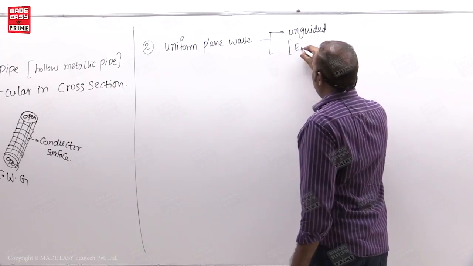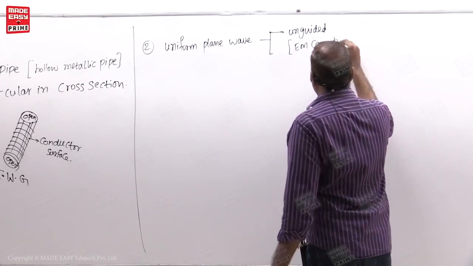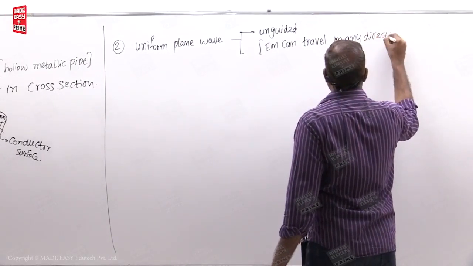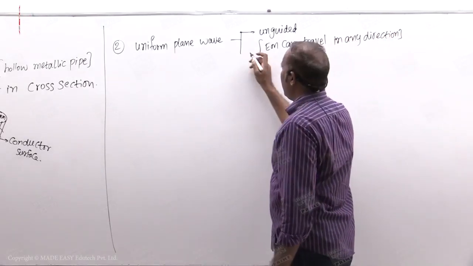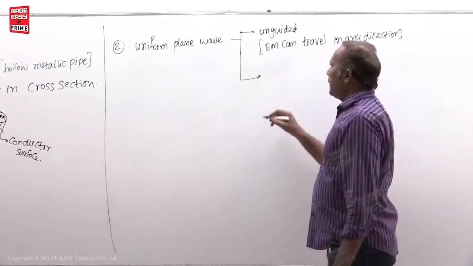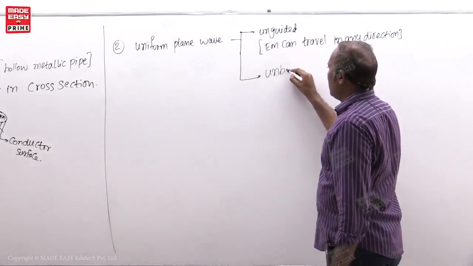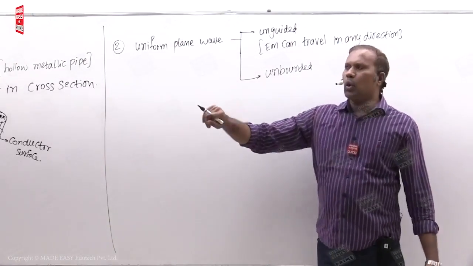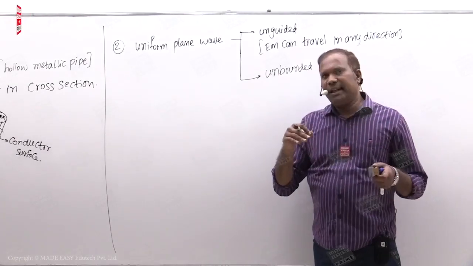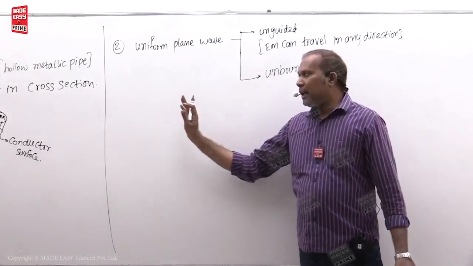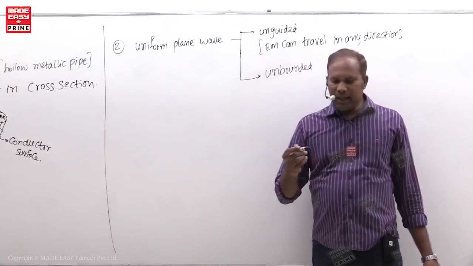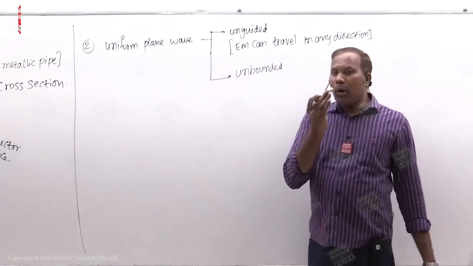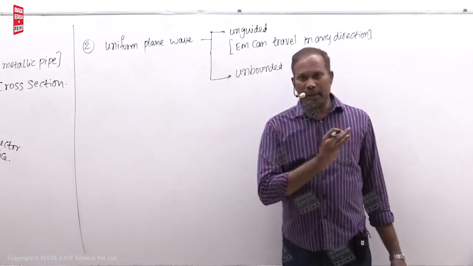So here EM wave can travel in any direction. Okay. So it is unbounded. Unbounded. That means if EM wave is going like this, nobody stops that one. If it has energy, it can go up to infinity distance. But here in a waveguide, it is not like that. EM wave is traveling, then whenever conductor wall comes, it has to be reflected back. That means that is bounded by the conductor wall. Bounded means stopped.